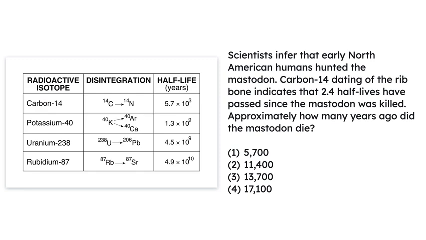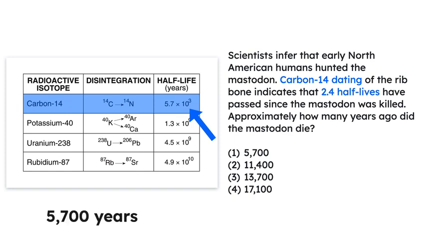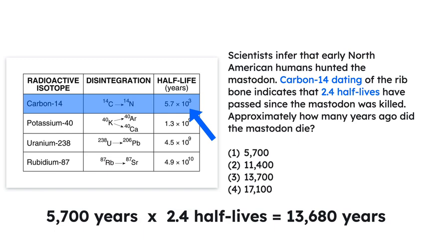So first thing we have to do is identify what radioactive isotope we're using, and it tells us in the question to focus on carbon-14 dating. We also know that 2.4 half-lives have gone by. By looking at the chart, I can see that 1 half-life is 5.7 times 10 to the third, or 5,700 years. And if I have 2.4 of those half-lives, I simply need to multiply. 5,700 years times 2.4 half-lives equals 13,680 years.